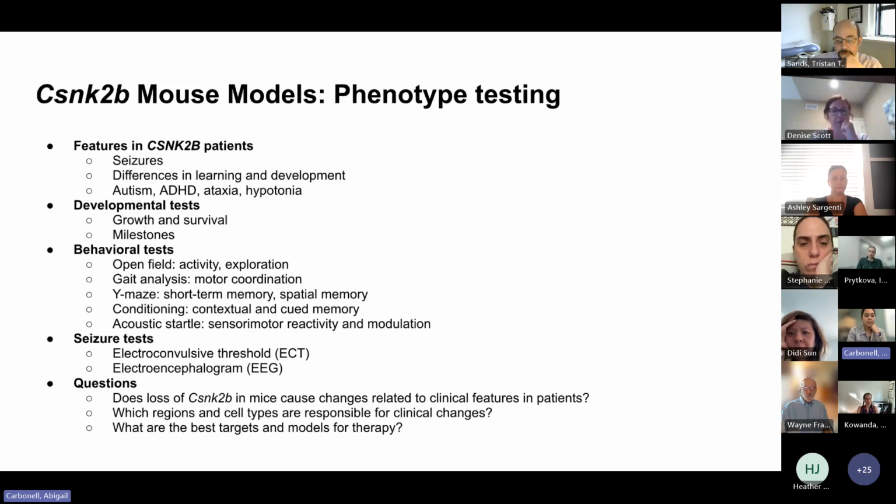And then when it comes to seizure testing, we have a couple different types of testing, including electroconvulsive threshold and the electroencephalogram, which is used clinically in patients to look for abnormal electrical activity, and we can also do that in mice. So the questions that mice can help us answer are: does loss of CSNK2B cause changes related to the clinical features in patients? Which regions and cell types are responsible? And what are the best targets and models for therapy?